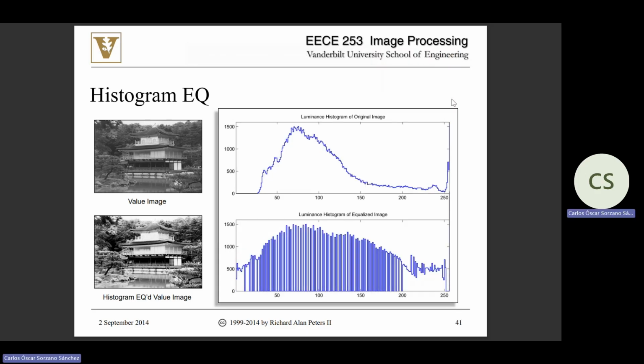The next. So now we can look at the histogram of the original image and the histogram of the equalized image, and we already recognize the kind of patterns that we already know: the holes created by stretching the contrast and the spikes caused by decreasing contrast.